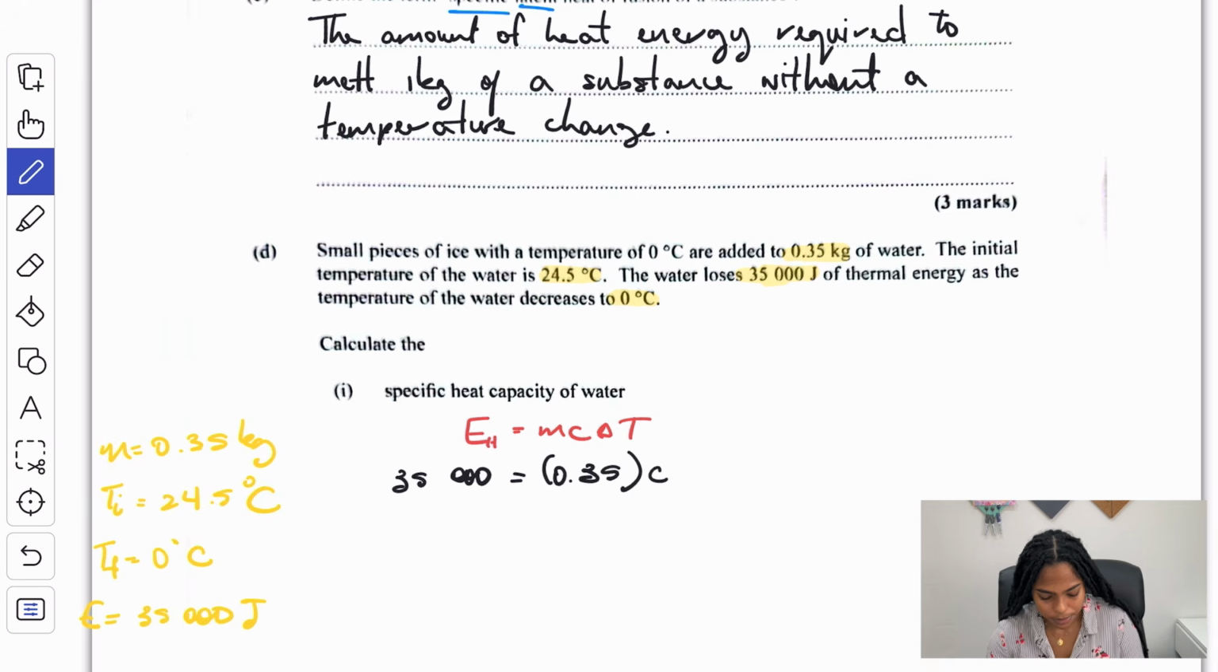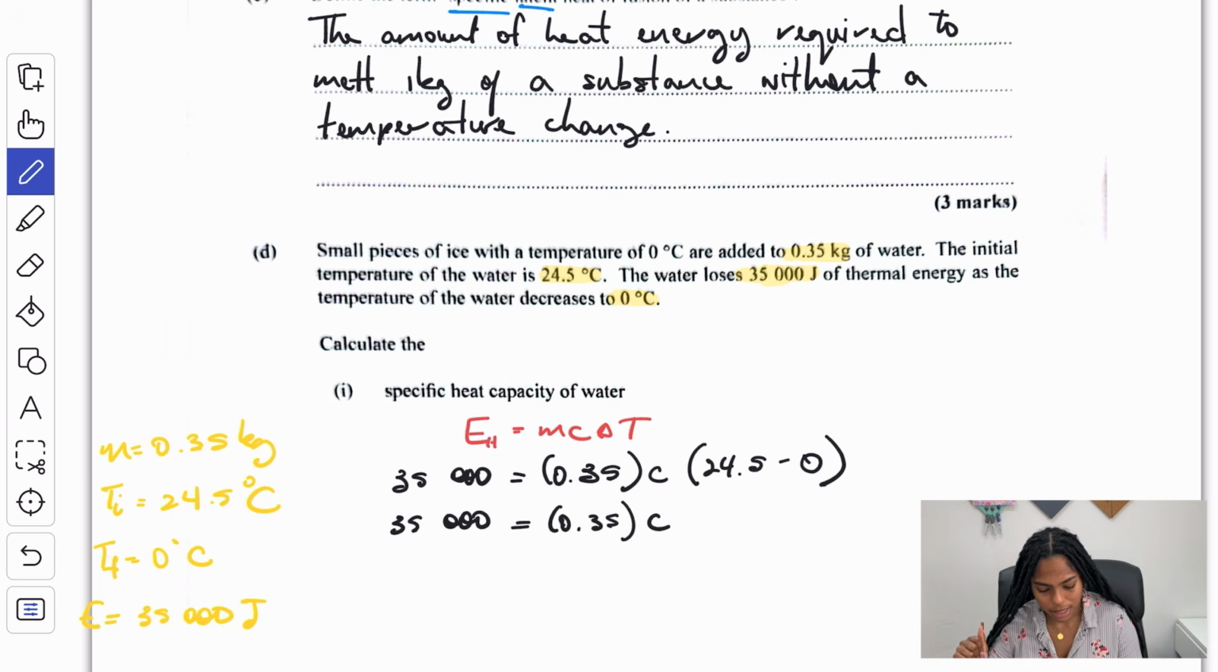We don't know what C is. And then the change in temperature is going to be 24.5 minus 0. Now, this does not need to be converted to Kelvin because we're looking at the change in temperature, meaning the amount of units that we're changing through, and not necessarily the unit of temperature. So moving from 8 degrees Celsius to 10 degrees Celsius is the same as moving from 273 Kelvin to 275 Kelvin. It's the same temperature change when we look at it. So this could simplify to 35,000 is equal to 0.35 by C, and anything take away 0 is itself.